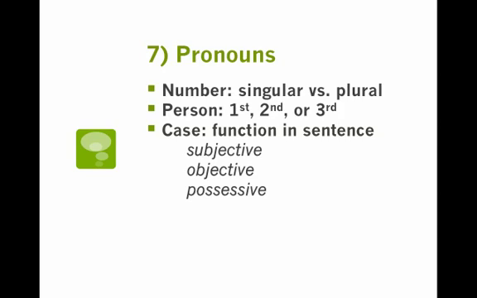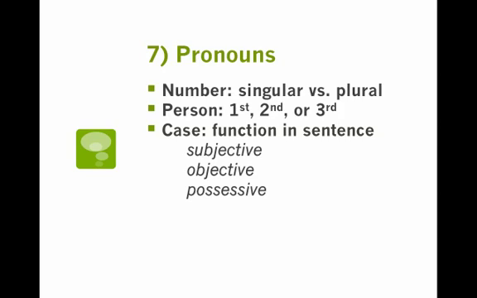Person refers to first, second, and third. First person is I, me, my, we, us. Second person, you, your. And then third person is he, she, it, they, all of those. Case is the function in the sentence. And you might be looking at these going, oh my gosh, pronouns have 3 cases. You already know this instinctively and naturally growing up speaking English.